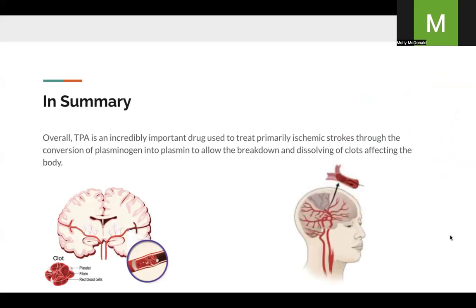So, in summary, overall TPA is an incredibly important drug used to treat ischemic strokes through the conversion of plasminogen into plasmin to allow the breakdown and dissolving of clots affecting the body.